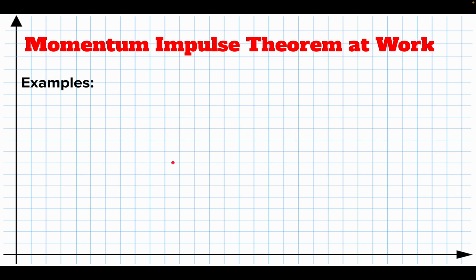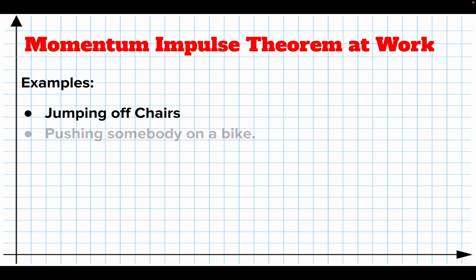So some examples: you may know that if you jump off something high, when you land, you don't lock your knees. You bend your knees, right? When you jump off a chair, you bend your knees. What you are doing instinctively is making the collision last longer because your momentum is going to change. If you can make the collision with the floor last longer, if the time is bigger, then the force is smaller.